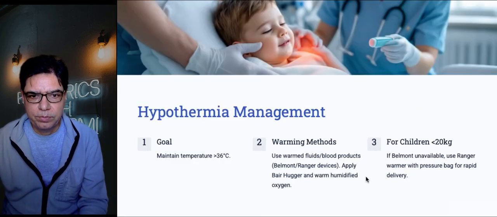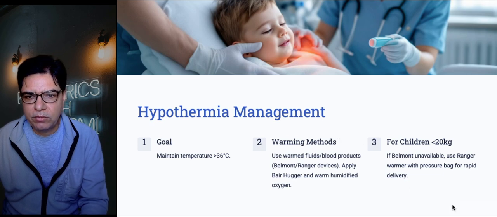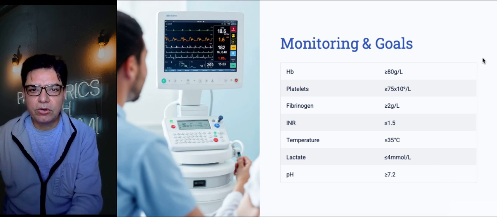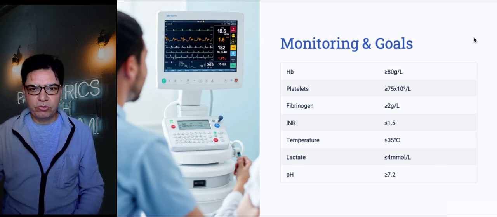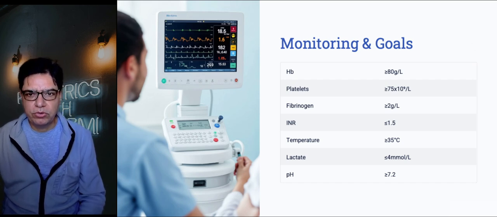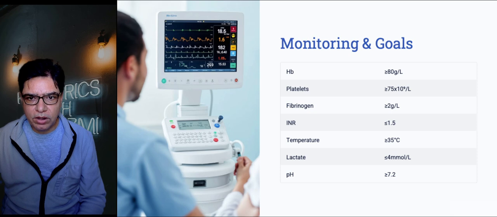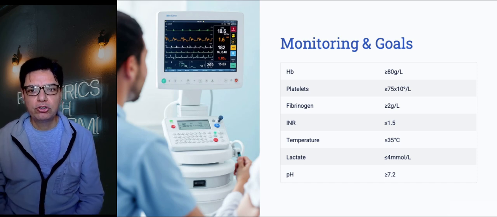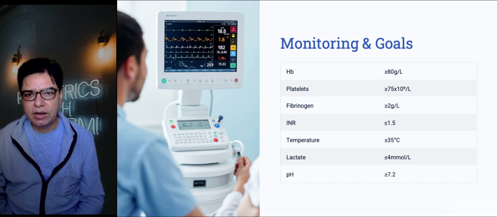Okay. So hypothermia management, I've already discussed this. So the goals: when you are monitoring, everything is going on, and the patient starts becoming stable, there are a few things that we have to ensure are met before we can stop the MTP. So the hemoglobin should be greater than 80 grams per deciliter.